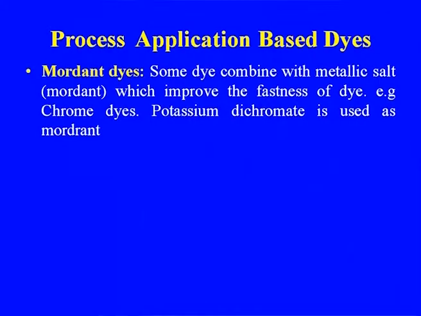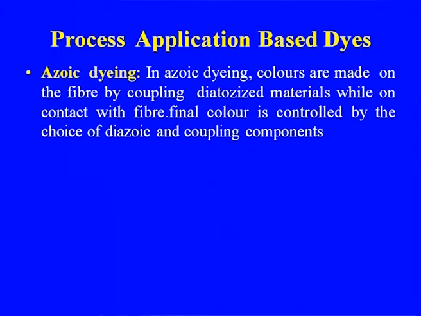Mordant dyes. Some dyes combine with a metallic salt, which improves the fastness of the dye. Chrome dye: potassium dichromate is used as the mordant. Azoic dyes. In azoic dyes, colors are made on the fiber by coupling diazo materials on contact with the fiber. The final color is controlled by the choice of the diazo and the coupling components.